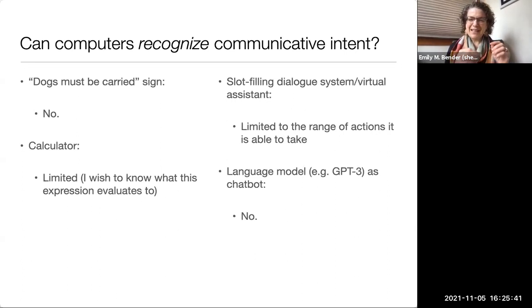So these are simple degenerate cases. And they also show that having and recognizing minimal communicative intents isn't enough to do full communication. And I want us to keep that in view because language models like GPT-3 seem very, very fluent. And so it seems like they can do more than they can.